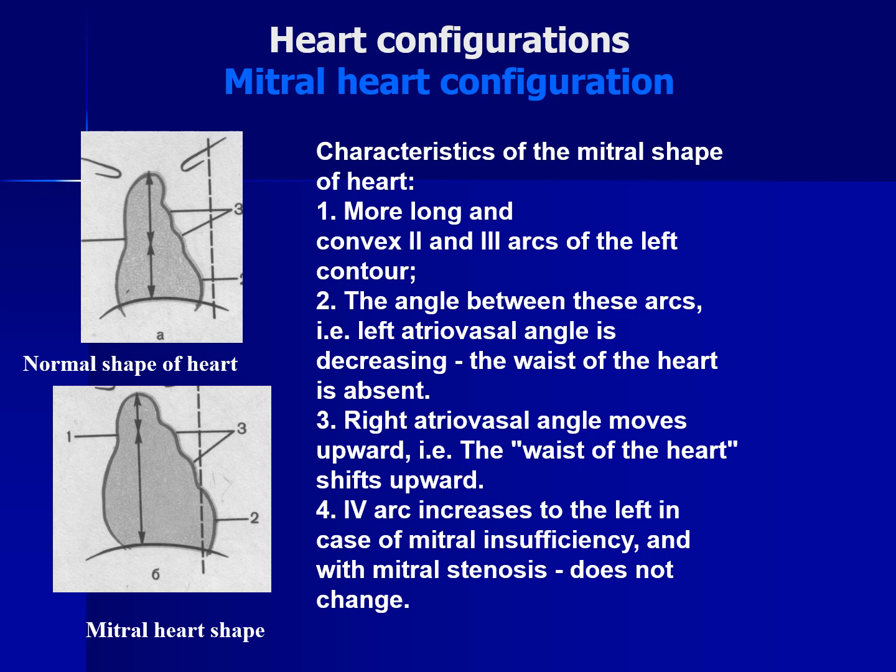Here is the normal atriovasal angle, normal waist of heart, and here the waist of the heart is absent. Waist of the heart means the most narrow place in the heart. Here we see widening in the portion of its waist. The right atriovasal angle moves upward, or the waist of the heart shifts upwards. Here is the normal right atriovasal angle, and here it moves upward.